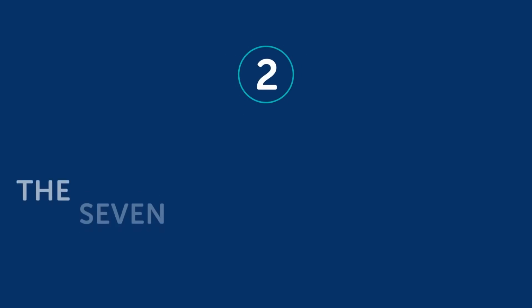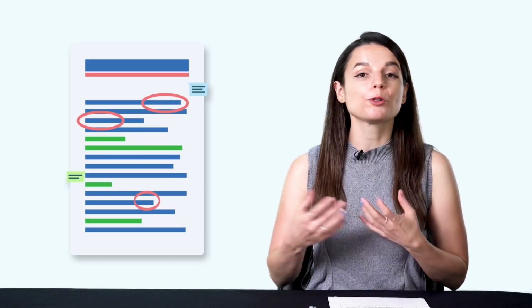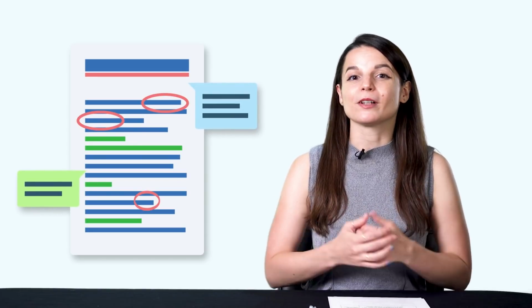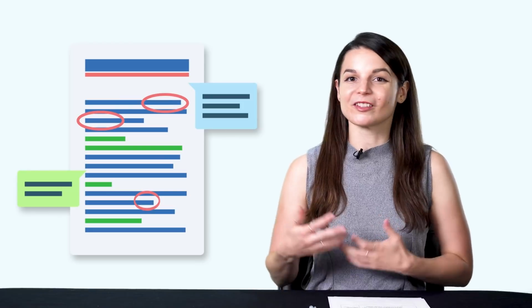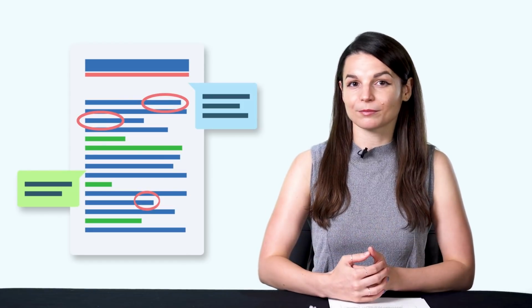Part 2. The 7 skills you'll need for language mastery. Now, someone might ask, what's the point of reading if I just want to speak the language? The fact is, all skills complement and improve one another. For example, if you're practicing reading, you naturally pick up new words and grammar rules along the way, which will help you with speaking, because if you want to speak more, you'll need to know more words and grammar rules. Also, reading out loud can help with speaking.